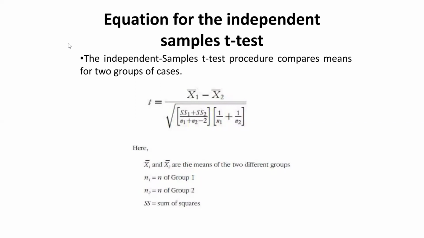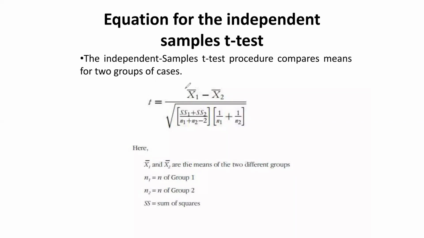Okay, so now we are going to look at the equation of the independent t-test. We are going to look at the formula that is used in calculating the independent t-test. And remember that the independent t-test is trying to compare the mean of two different groups, that is two independent groups.